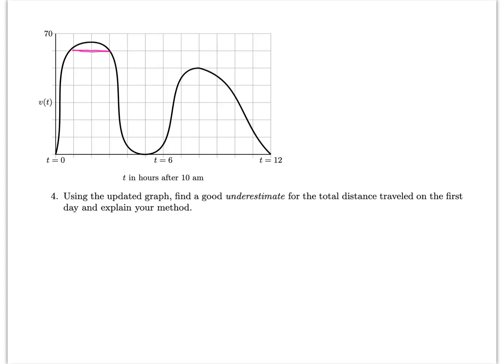So I'm going to use this rectangle for this whole first region. Okay, it's definitely an underestimate, because there's a lot of area in that region that I'm not counting. So this pink rectangle is going to be an underestimate for the area under this first hump of my curve. Okay, so this is 2 by 60. This is 120.